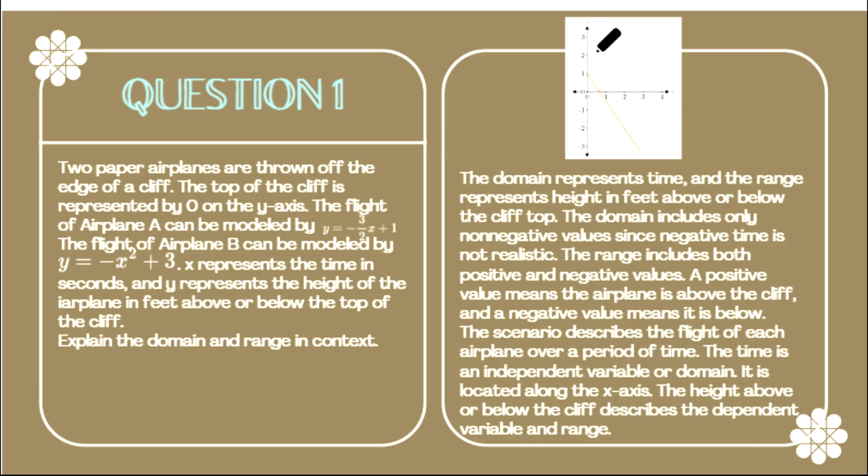The range includes both positive and negative values. A positive value means the airplane is above the cliff, so they kind of threw it upwards, like towards the sky. And a negative value means it is below the cliff. The scenario describes the flight of each airplane over a period of time.